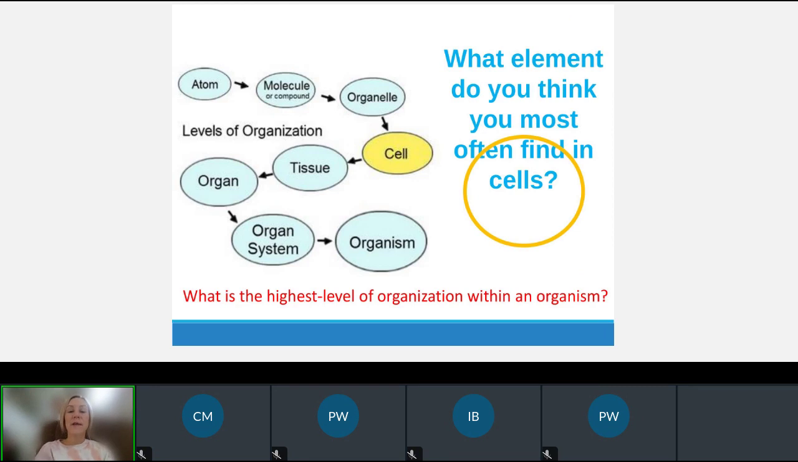All right. So what element do you think you most often find in cells? Anybody remember? What element? Yes. Carbon, right? We talked about all organic things that were living or once living have that element of carbon in them. Thank you for remembering that from Unit 2. Yep, hydrogen is an important one too. All right, so now we're going to talk a little bit about what Justin did remember when we were talking about that very first slide.